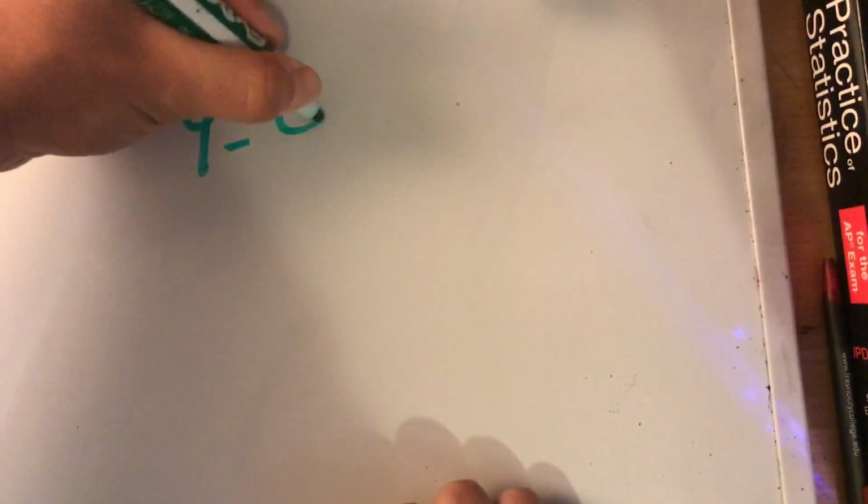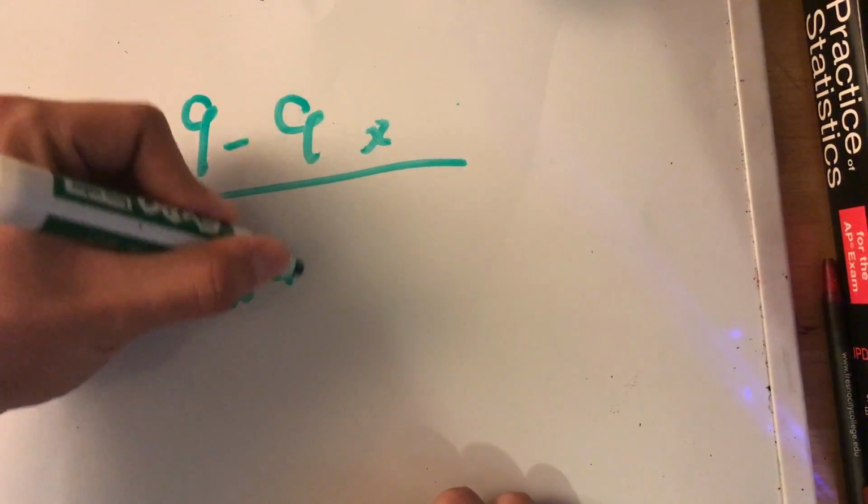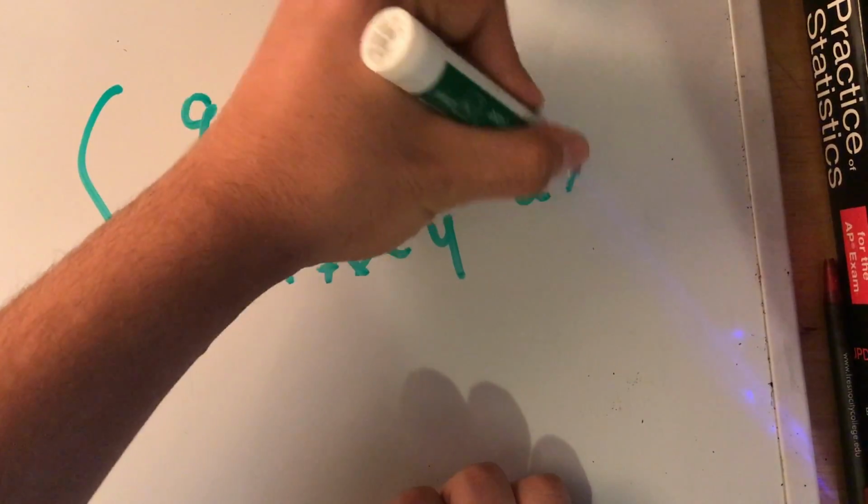I'm going to talk about some abstract things before we go into an example problem, but I'll show you the example problem first. The example problem we're going with today is the integral of 9 minus 9x divided by 2x squared plus 7x minus 4, dx. So how are we going to solve this?